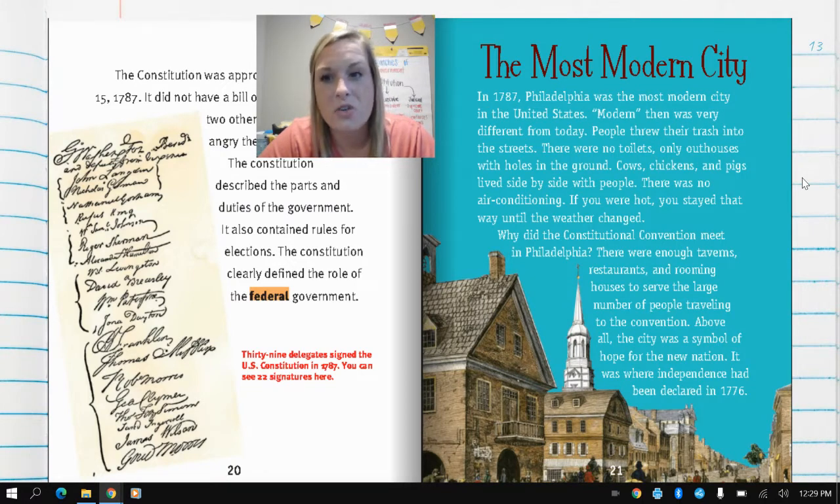Why did the Constitutional Convention meet in Philadelphia? There were enough taverns, restaurants, and rooming houses to serve the large number of people traveling to the convention. Above all, the city was a symbol of hope for the new nation. It was where independence had been declared in 1776.